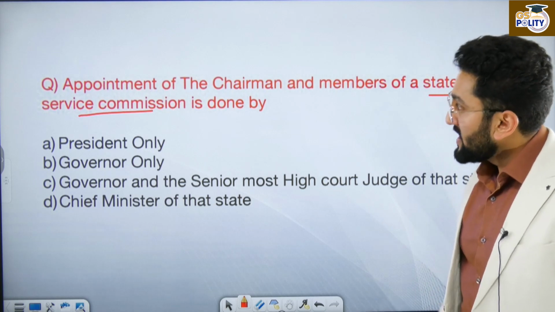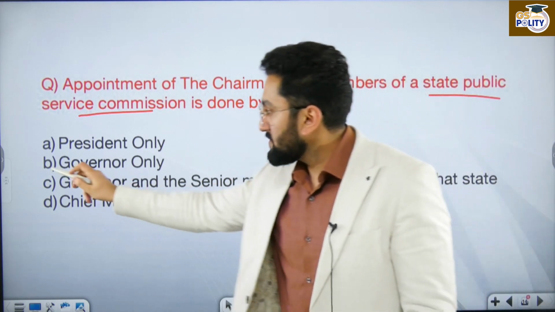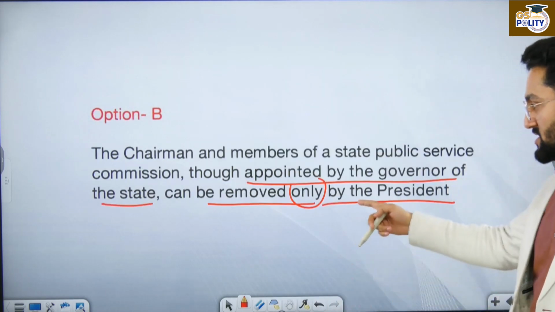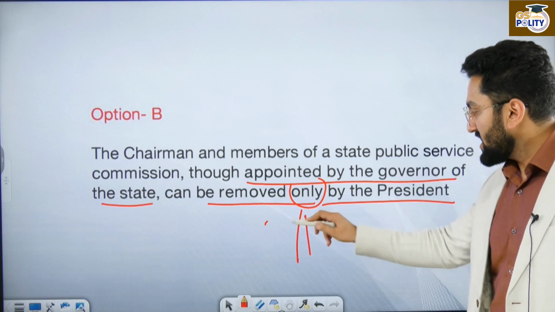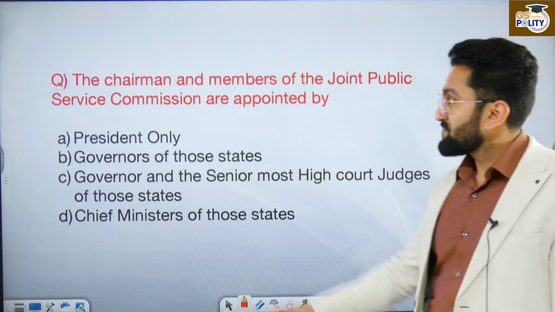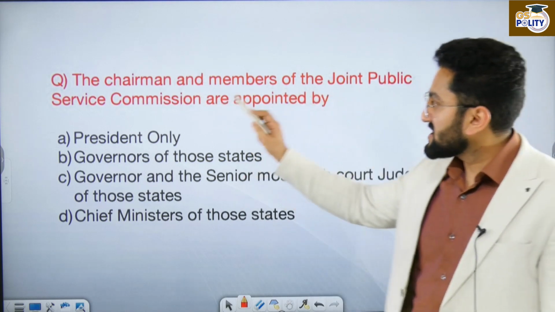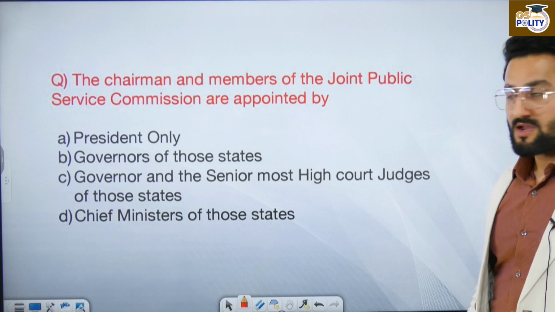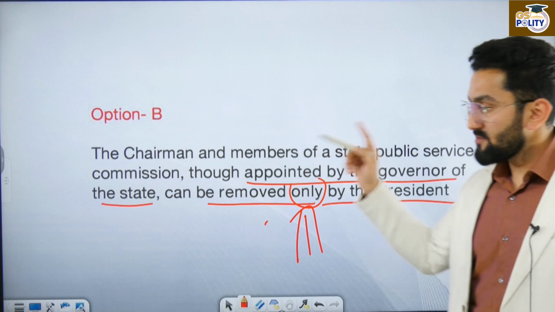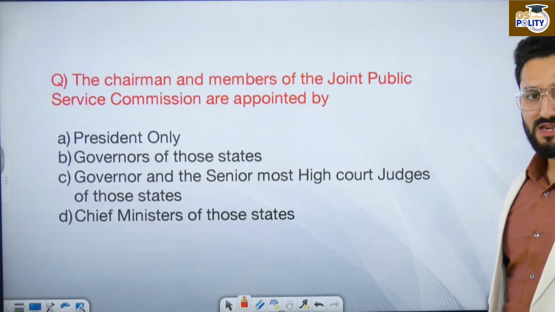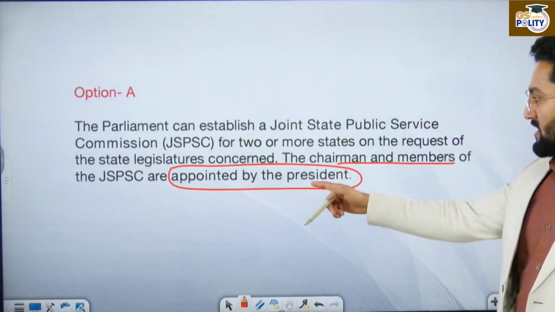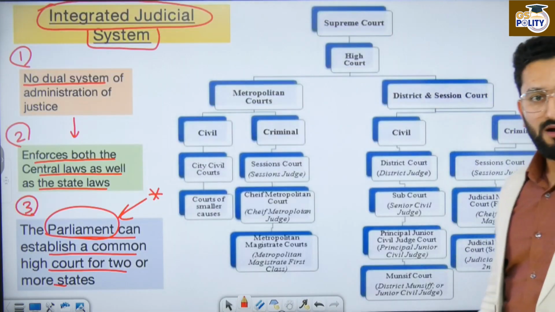So please remember that appointment of chairman and members of SPSC is done by the governor, okay, but they are removed by the president. This is the twist, and you should know that. Removed only by the president, okay. Statement kind of questions are also asked in this manner. Chairman and members of the Joint Public Service Commission are appointed by. Earlier we were talking about SPSC, the state PSC: governor appoints, removed by president. In case of JPSC, both the appointment and removal lie with the president only. Appointed by the president. I think it is clear now.